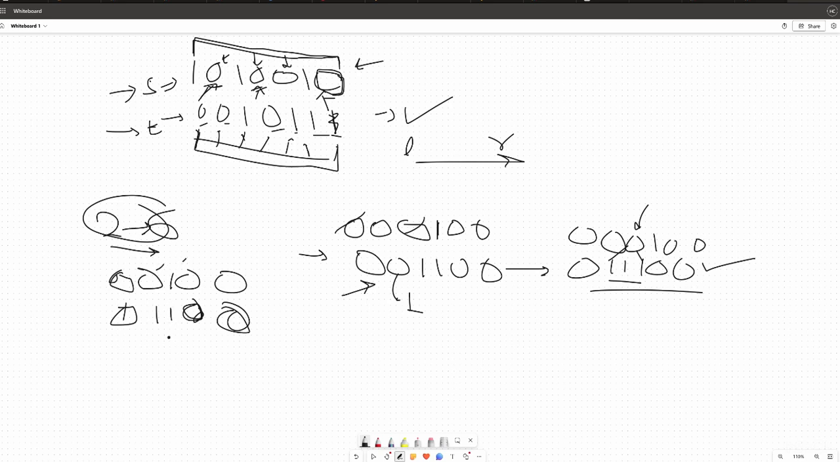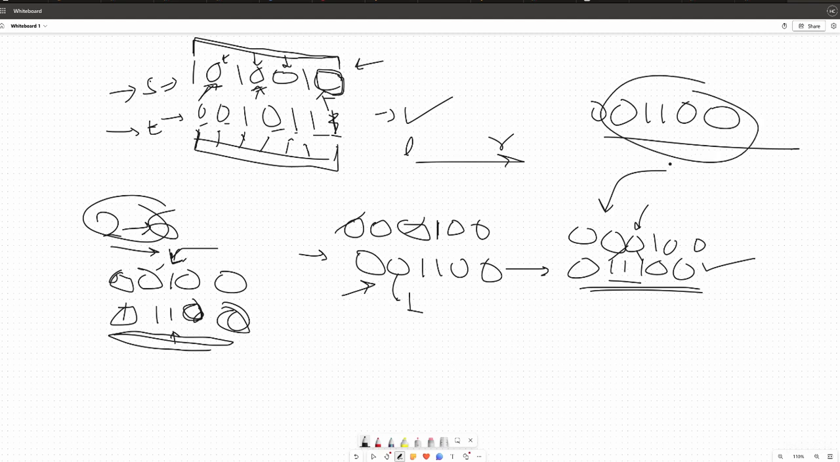Since these two are 0, this can be converted to 1, but this is already 1, and there are no other matches from L and L plus 2. So this is the best possible string we can achieve, and we cannot increase the number of ones here. But if we took the whole string, this is the modified string, and we could create one more one: 0, 0, 1, 1, 0, 0. So this was possible when we included the whole string, but not when we included a substring. Why did this happen? It happened because of this one that I have converted, right? 0, 0, 1, 1, 0, 0.